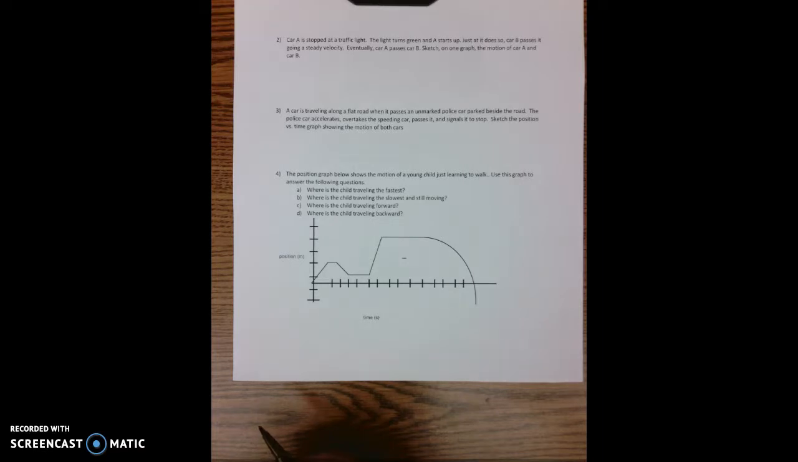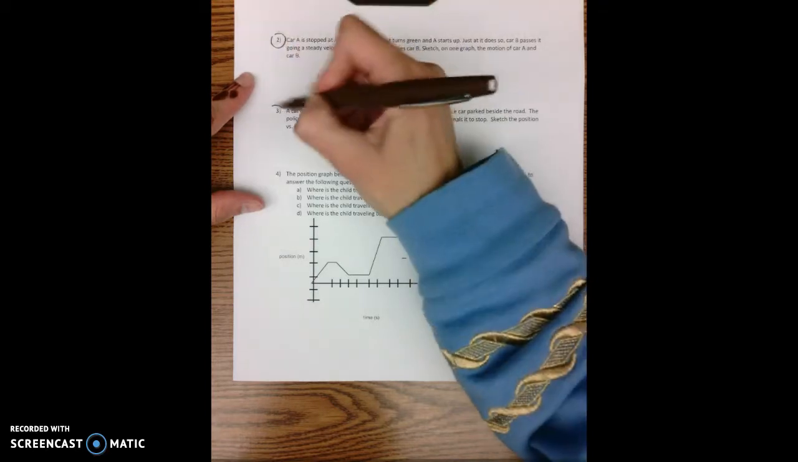We are going to do some position time graph examples. So let's look at a couple of these. We won't look at all of them, but just a few. Sometimes it gives you a conceptual example and it asks you to draw what a position time graph might look like. So let's look at number 2 here and number 3.